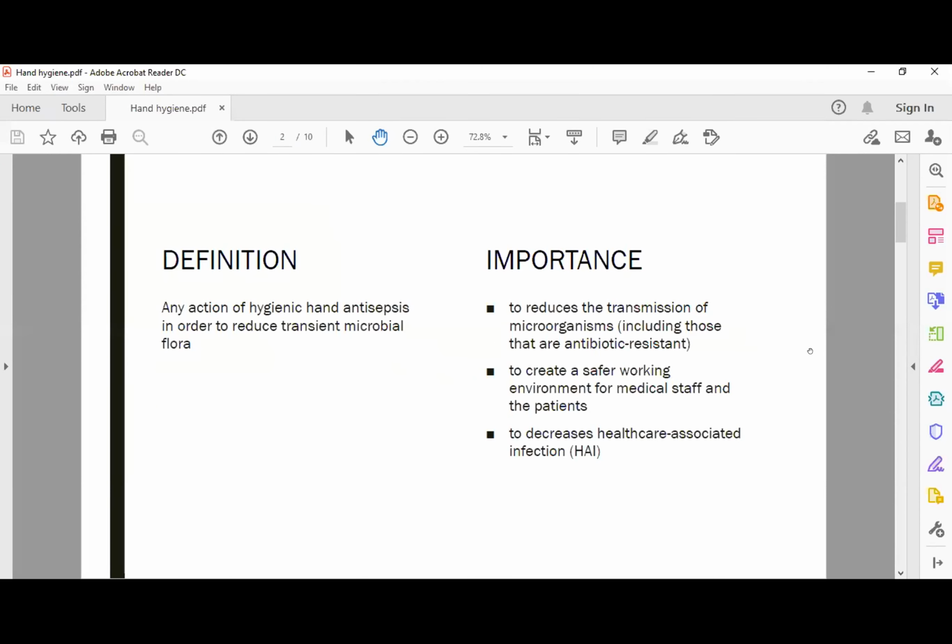Okay, so hand hygiene is any action of hygienic hand antisepsis in order to reduce transient microbial flora. And it is important to reduce the transmission of microorganisms, to create a safer working environment for the medical staff and the patients, and to decrease healthcare associated infection. So next.